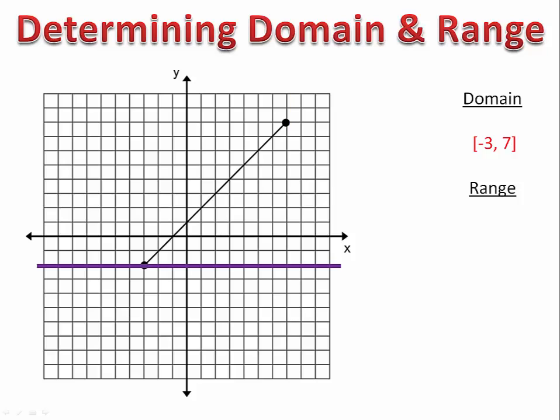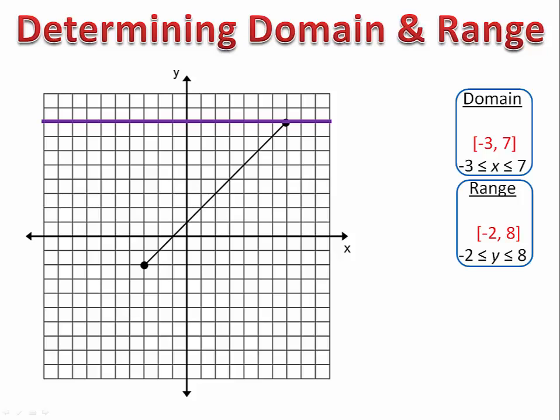The range is the outputs from low to high along the y-axis. We see the lowest output at -2 and the highest output at +8. The range is all real numbers from -2 to +8, inclusive. Of course, we can write this using any of our set notations.